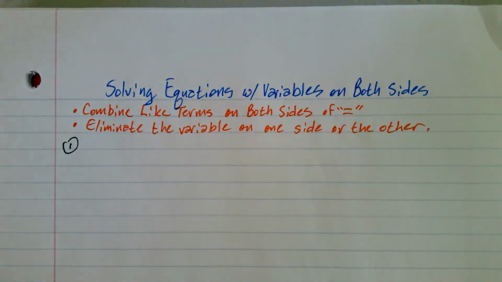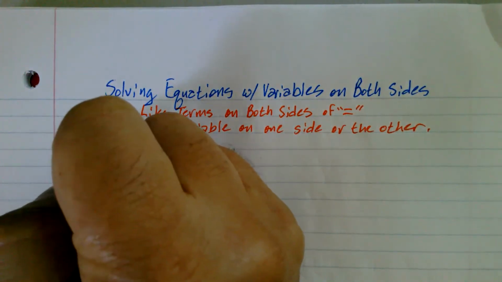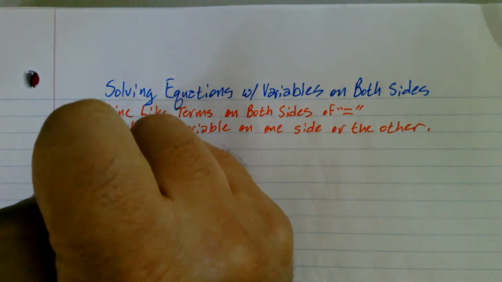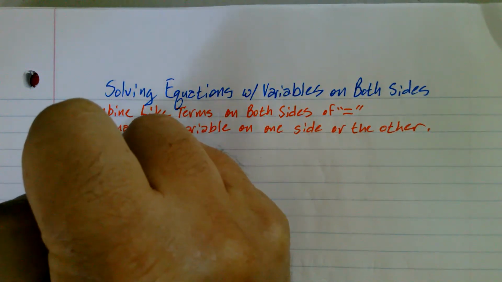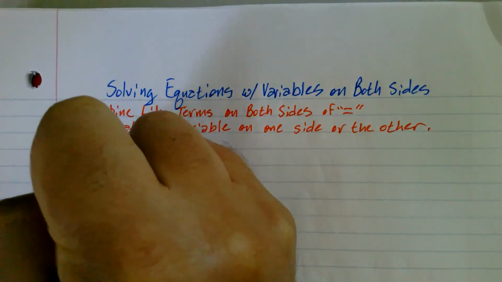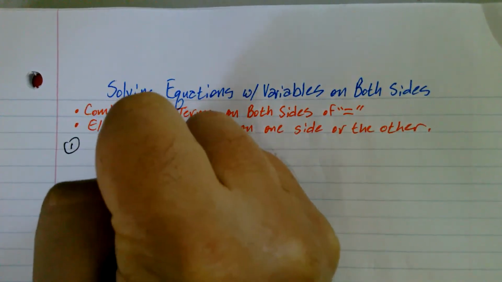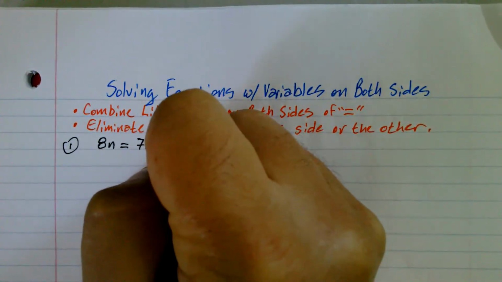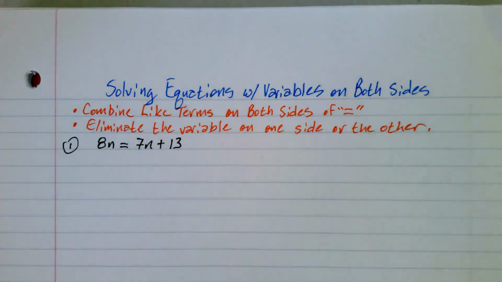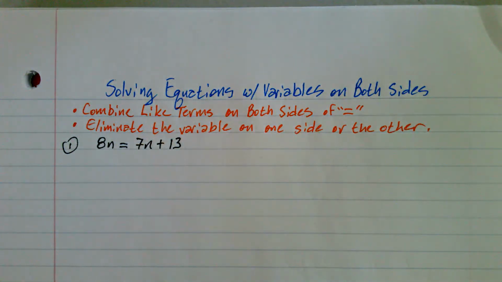So let's begin. Let's say I give you a super simple equation to solve. And let's say I give you this. 8n equals 7n plus 13. Go ahead and write that down. 8n equals 7n plus 13. Okay? Write that down.